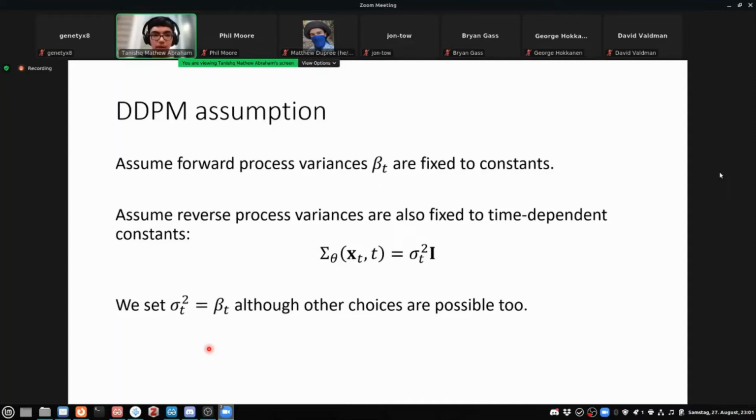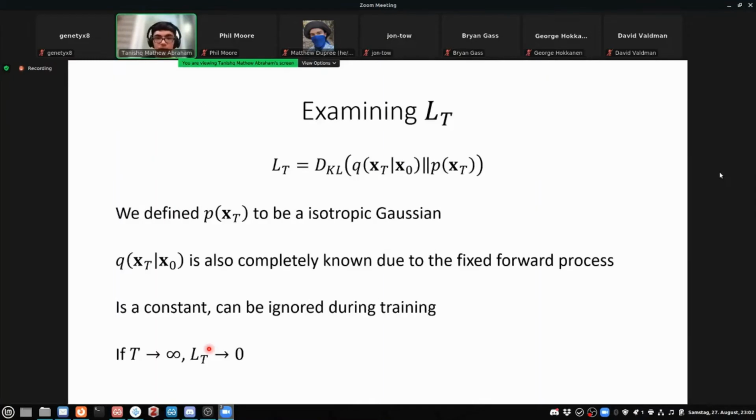And so what that means is that all we have to actually learn for our reverse process is just the mean of the Gaussian distribution. So all we're trying to do is come up with a neural network that can estimate the mean of that Gaussian distribution.